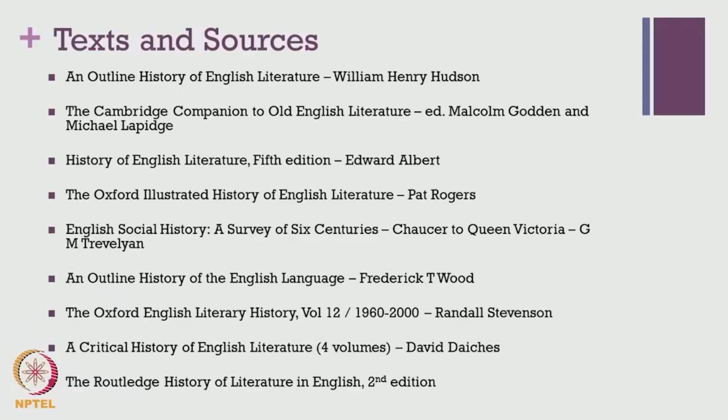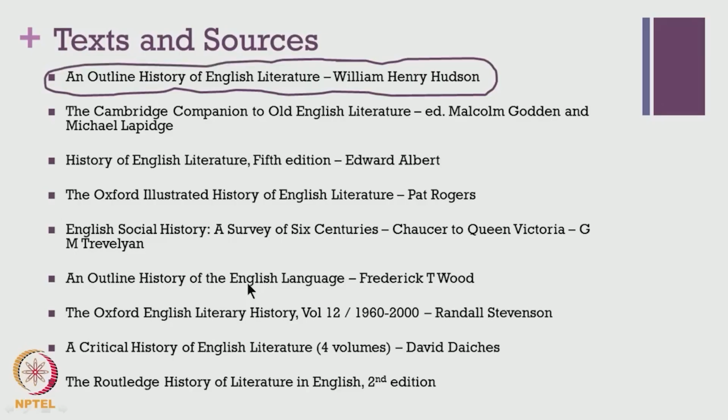And before we move on, it's also important to take a look at the various texts and sources that shall be informing our understanding of the history of England and the history of literature during this course. So, this is a range of texts from which we have drawn our material. The course will be focusing on material available from most of the major literary histories which have been written from the early 20th century onwards. In that sense, we shall be highlighting a couple of texts over here.